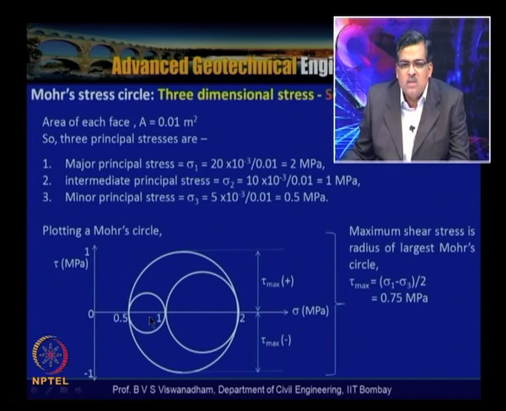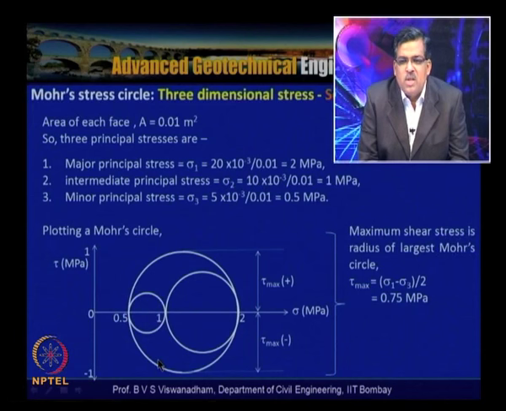Then one more circle is possible, with sigma 1, the major principal stress, and the minimum principal stress, 0.5. That means 1.5 megapascals divided by 2 as the radius. So we have drawn circle 1, circle 2 and circle 3. In this we can see that the maximum shear stress in the element which is subjected to the loading is the radius of the largest Mohr circle.